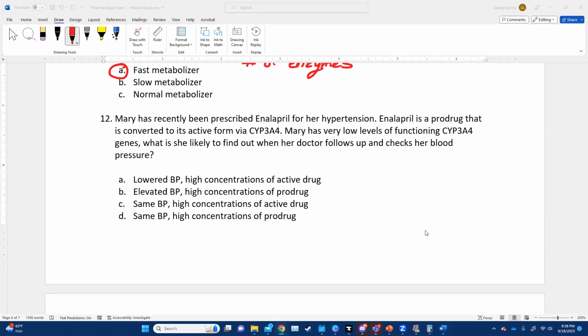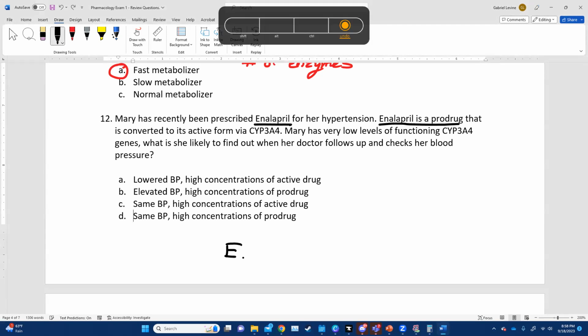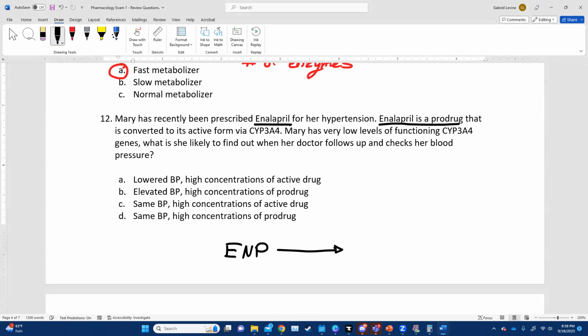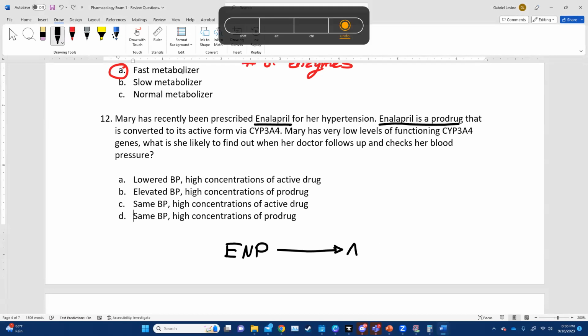That's always a question that I would get: how do I know what to draw for the diagram? All right. So Mary is prescribed enalapril, which I realized when I talked about it earlier, enalapril is the prodrug and enalaprilat is the active drug, I guess. Enalapril is a prodrug that is converted to its active form via CYP3A4. So we have enalapril, which is converted to its active form via 3A4.